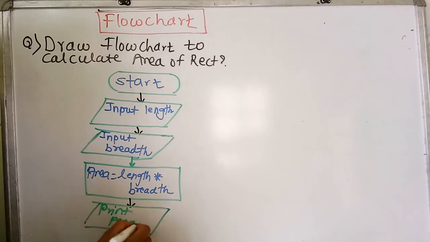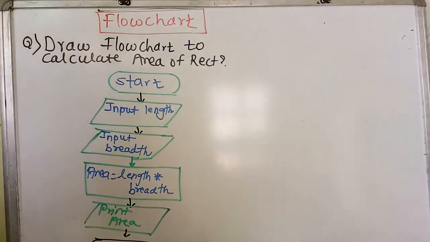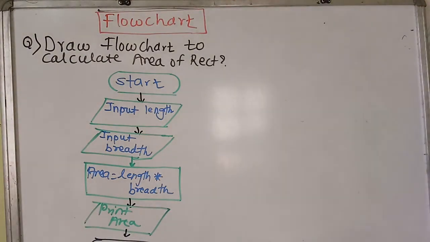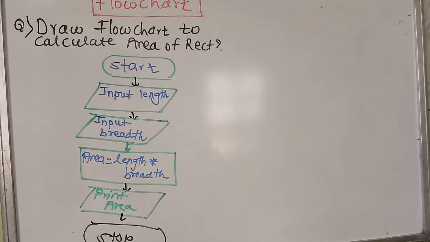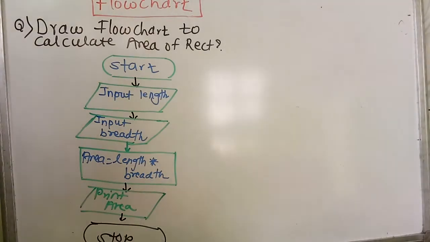And what task remains for us? That is to stop the procedure. For that we will use this symbol and stop the procedure. So this is the whole flowchart for calculating the area of a rectangle.